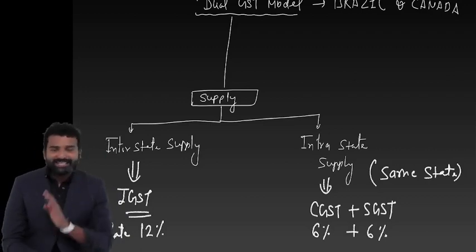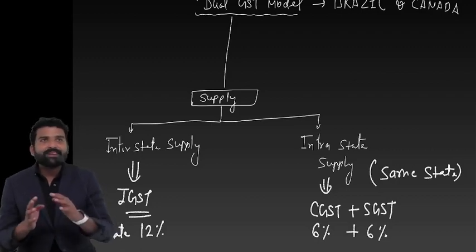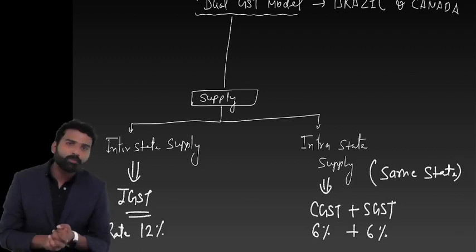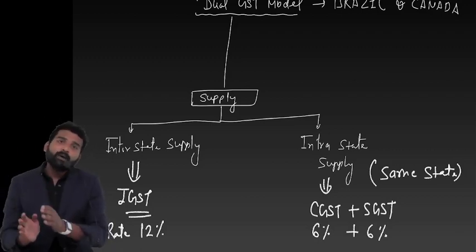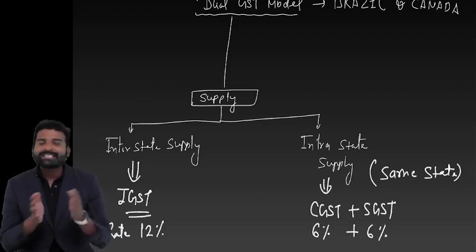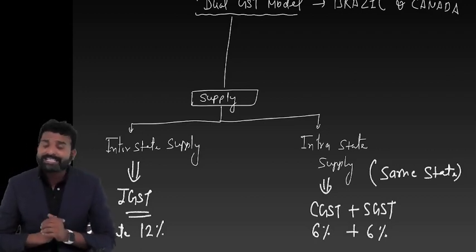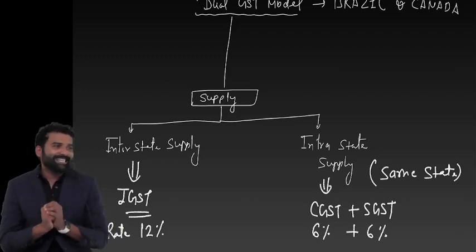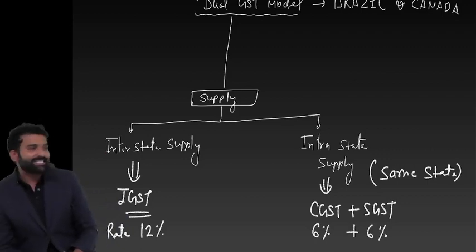Now one interesting thing, sir, what about local supply? Local supply means intrastate supply, when there is the same government. When I am selling goods from Maharashtra to Maharashtra, Gujarat to Gujarat, Puducherry to Puducherry, or Tamil Nadu to Tamil Nadu, this is the same state, and it is considered intrastate. And in intrastate, two taxes are levied, CGST and SGST.